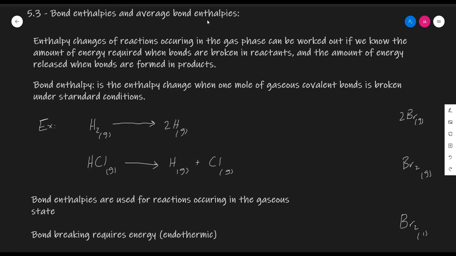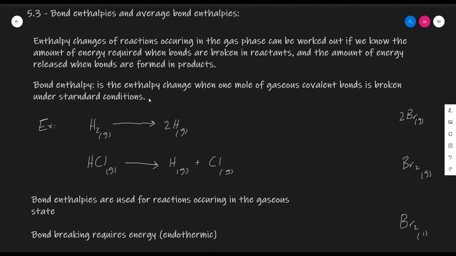In this first video I will start to explain what is bond enthalpy and what is an average bond enthalpy. And in the next videos, I will teach you how to use them in order to calculate enthalpy changes of reactions. It's stated here, the definition of bond enthalpy. Bond enthalpy is the enthalpy change when 1 mole of gaseous covalent bonds is broken under standard conditions.